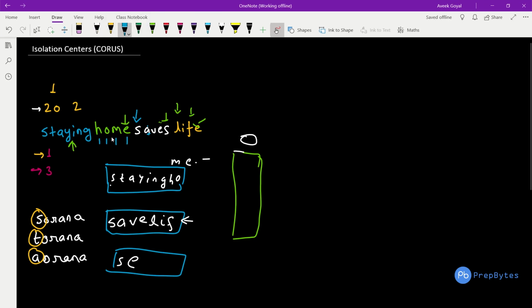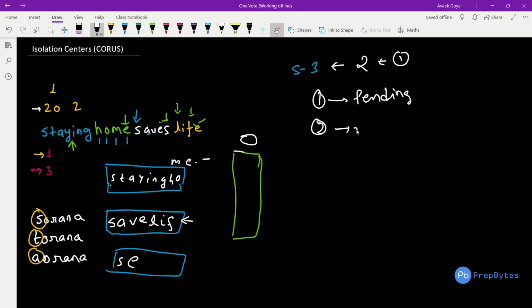What we are going to do is count how many times a character is occurring. See, s is occurring 3 times. If we have 3 isolation centers, then each s will go to a different isolation center. But if we have just 2 isolation centers, then definitely one person will go into the pending queue. If we have just 1 isolation center, then definitely 2 persons will go into the pending queue.